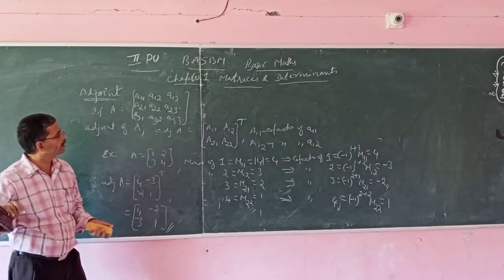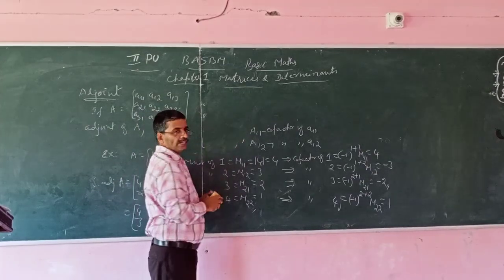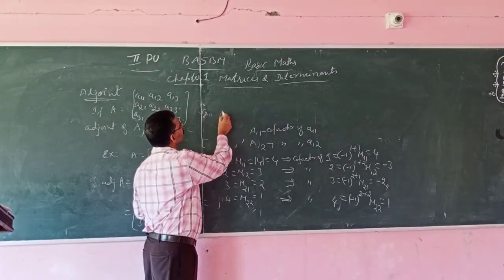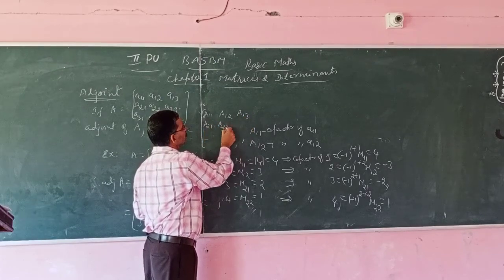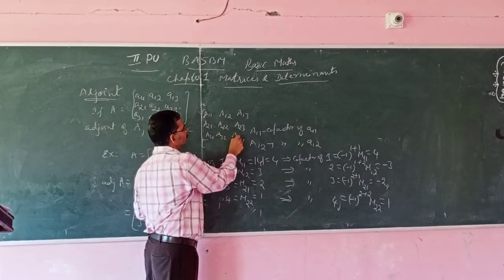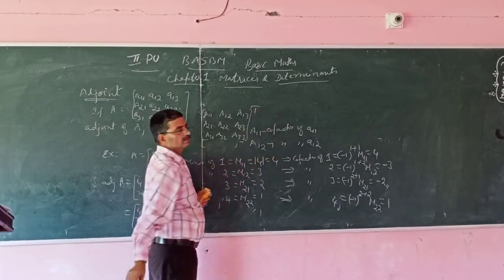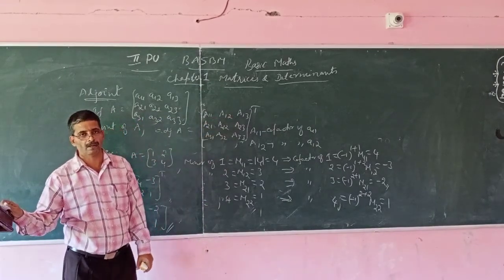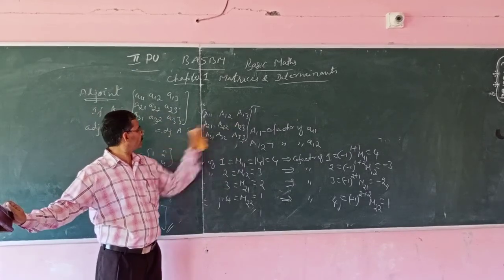Then adjoint of A. Again, take the cofactors and transpose. So what is adjoint of A? Adjoint of A is given by the matrix A11, A12, A13, A21, A22, A23, A31, A32, A33, transpose. It's the transpose of the cofactor matrix, I mean the matrix obtained by the cofactors of the elements. That is adjoint of A.